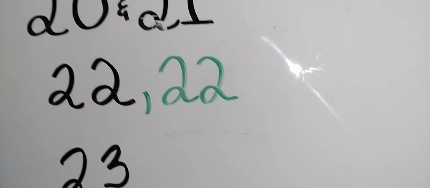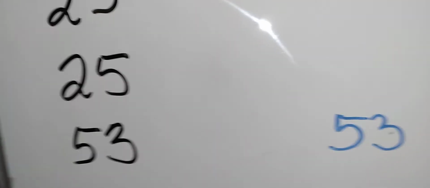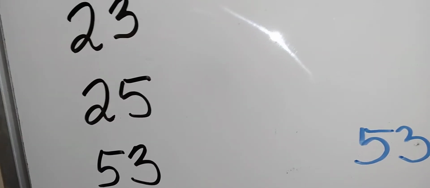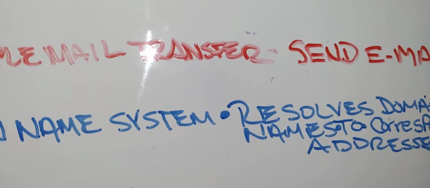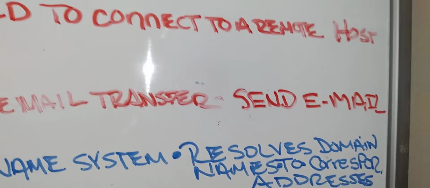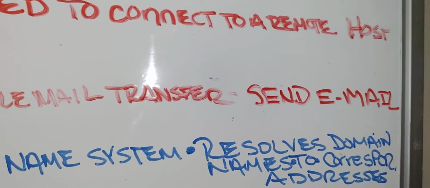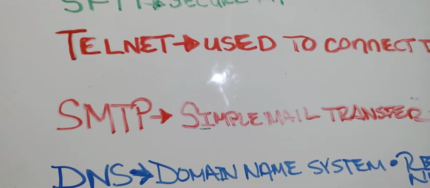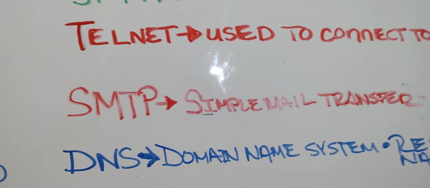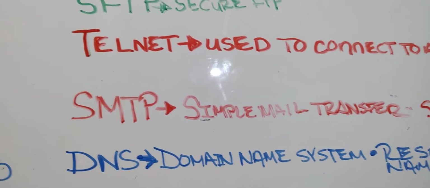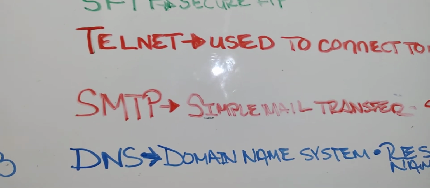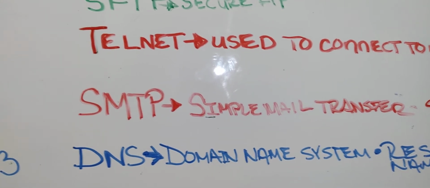The next TCP port is port number 25, which is SMTP, Simple Mail Transfer, to send emails. And this is an internet standard communication protocol for electronic mail transmission. For example, mail servers and other message transfer agents use SMTP to send and receive mail messages.